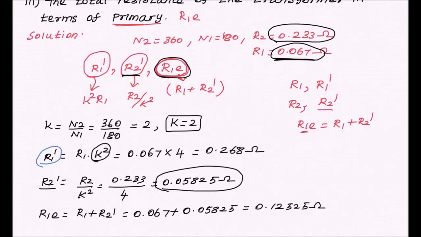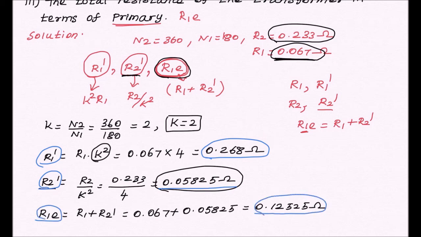So the primary winding resistance referred at the secondary side is 0.28 ohm. Then the secondary winding resistance referred at the primary R2 dash is 0.05825 ohm, and the total equivalent resistance referred at the primary is 0.12525 ohm.